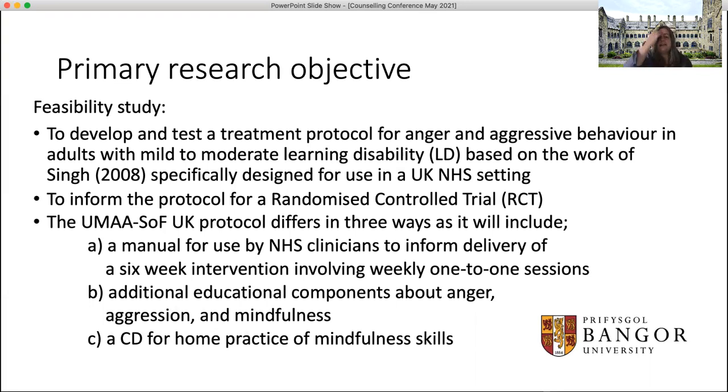We also added educational components on feelings and emotions, specifically anger and aggression, and explanations about what mindfulness is, so that it's far more accessible. And finally, we incorporated materials that people could use outside of those weekly sessions, such as a CD for home practice of mindfulness skills.